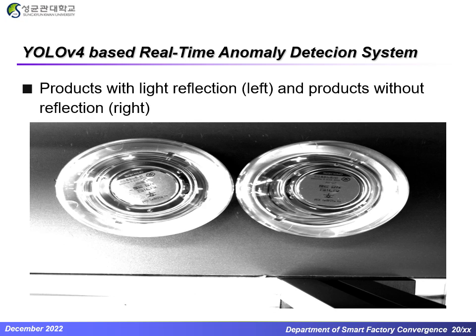In the case of the product on the left, a reflection of light occurred, so the left and bottom sides of the sticker, which must be identified, are not visible. In addition, reflection occurs in the center of the sticker, making it difficult to accurately detect the defective class. On the other hand, in the case of the product on the right, there is almost no light reflection, and especially the area of the sticker that detects the defective class is accurately illuminated.